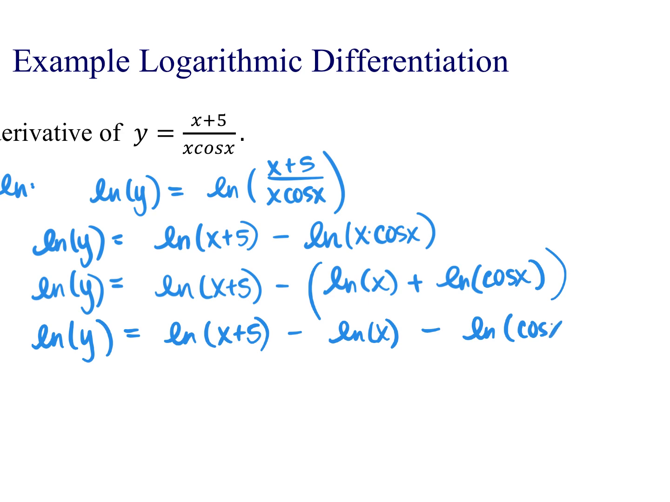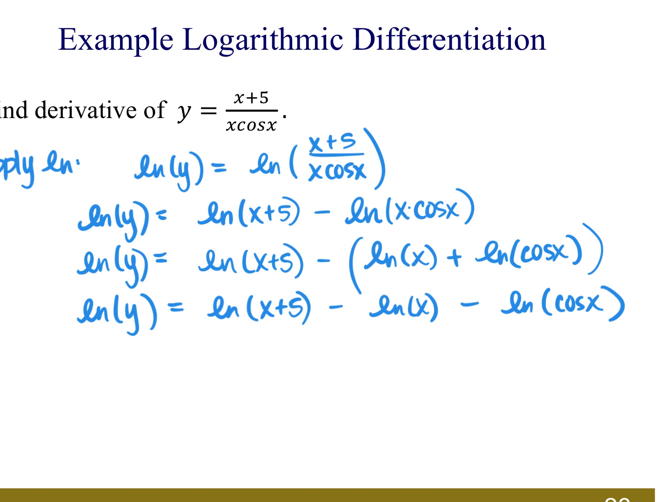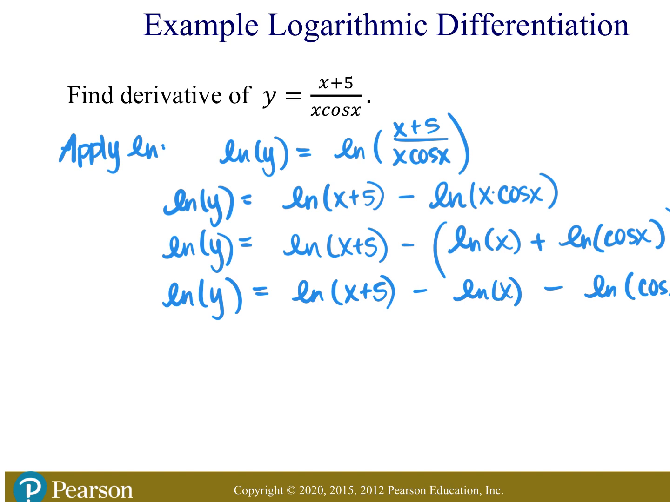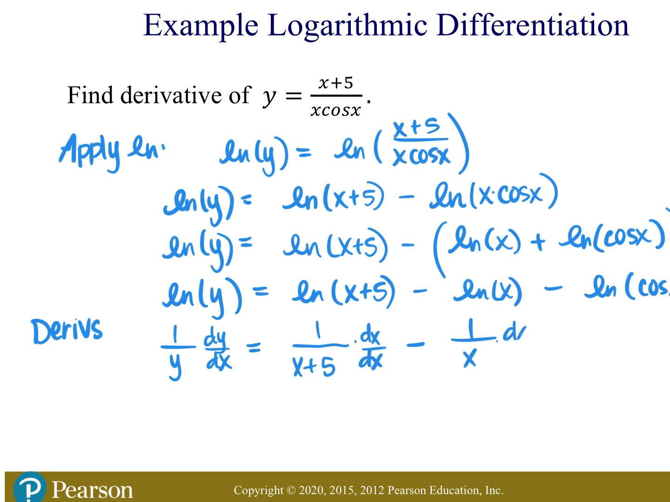All right. So you might be going like, that's easier than the quotient rule? I don't know. But I think maybe yes, because now we differentiate. So now we want to do all the derivatives. What's the derivative of ln y? 1 over y dy dx. What's the derivative of ln x plus 5? 1 over x plus 5 times dx dx, which is going to be 1. And then minus 1 over x times dx dx, which is going to be 1.